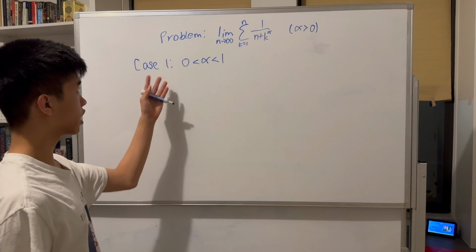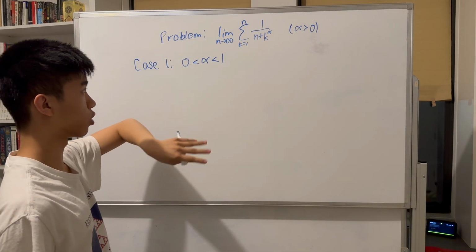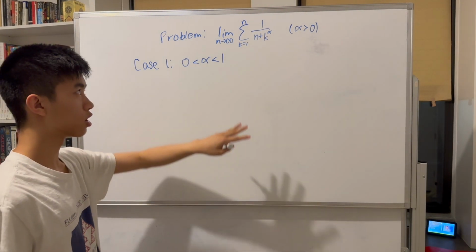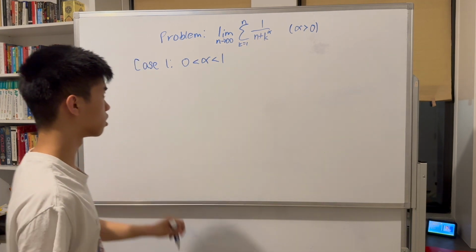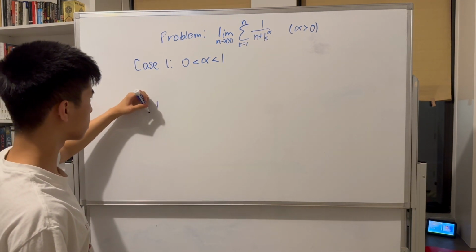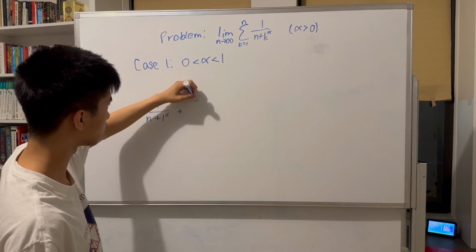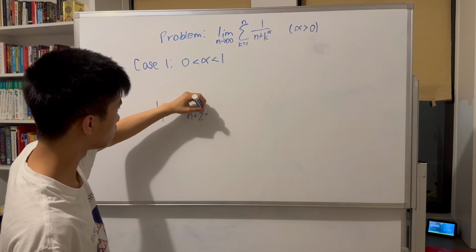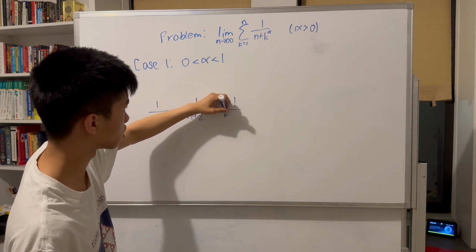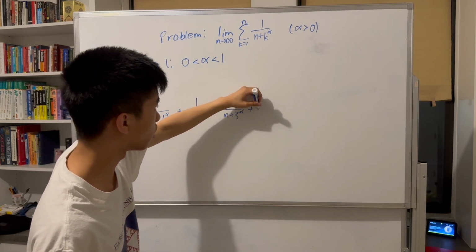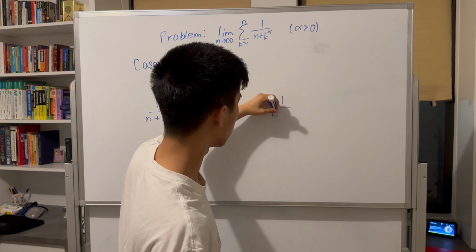Let's cover case 1 where alpha is in between 0 and 1. In order to start, let's expand this sum. By expanding the sum, we get 1 over n plus 1 to the alpha, plus 1 over n plus 2 to the alpha, plus 1 over n plus 3 to the alpha, and so on until we get to 1 over n plus n to the alpha.